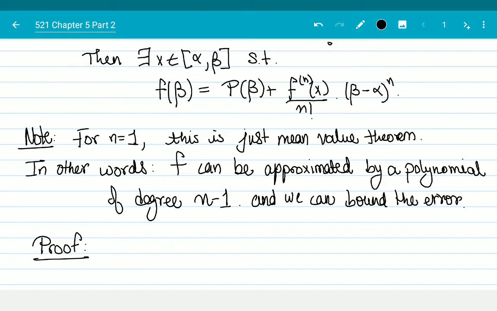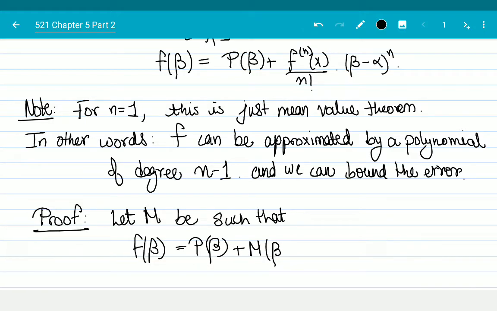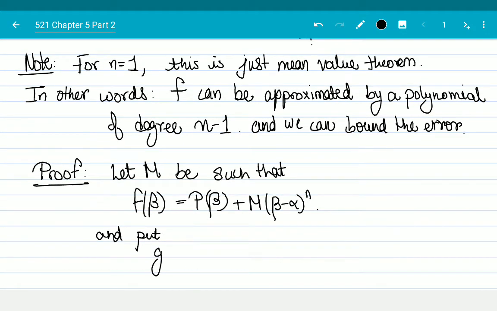Let M be such that f(beta) is equal to P(beta) plus M times (beta minus alpha)^n, and put g(t) equal to f(t) minus P(t) minus M times (t minus alpha)^n.